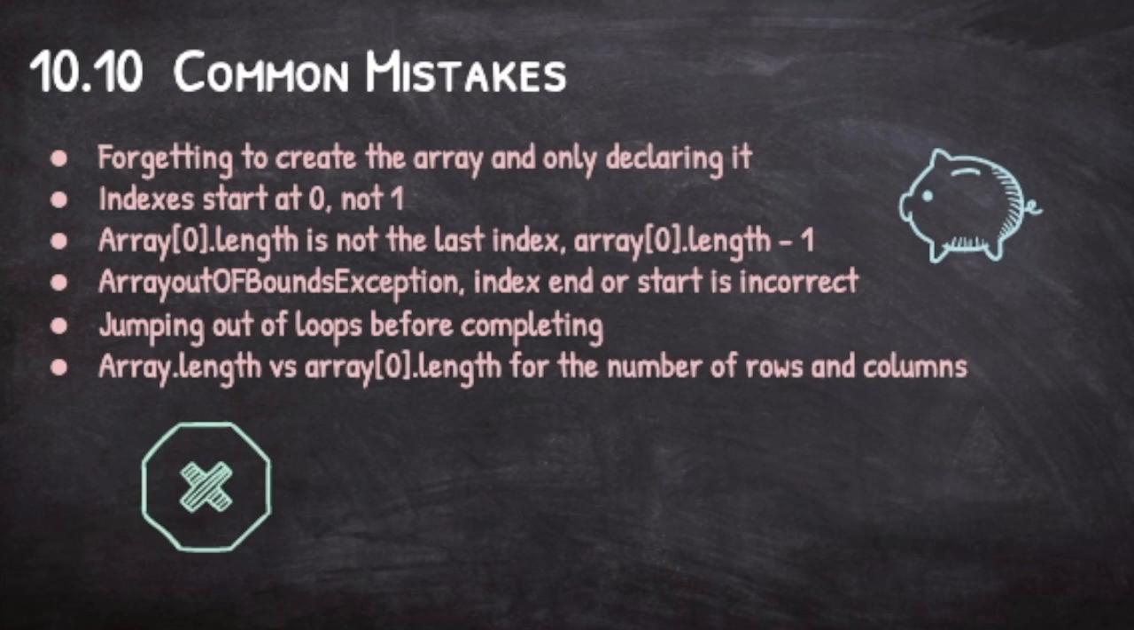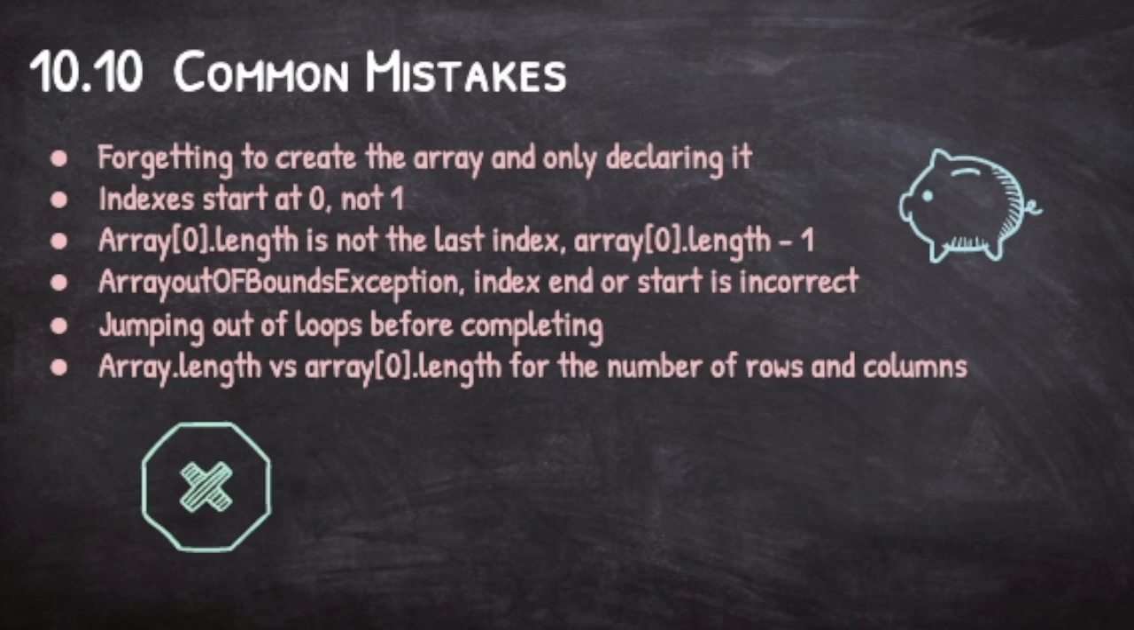And then finally, we have some common mistakes with 2D arrays that you have to be sure to avoid. First of all, people often forget to create the array and they only declare it. So if you go back to 10.2 or 10.3, you would find that it's actually important that you have the new array name and then use the 2 brackets to declare the array and actually create it.